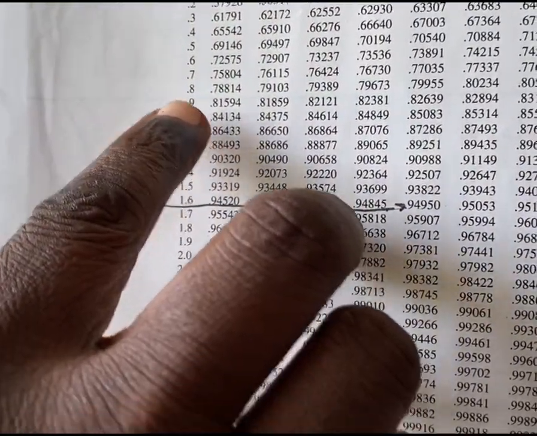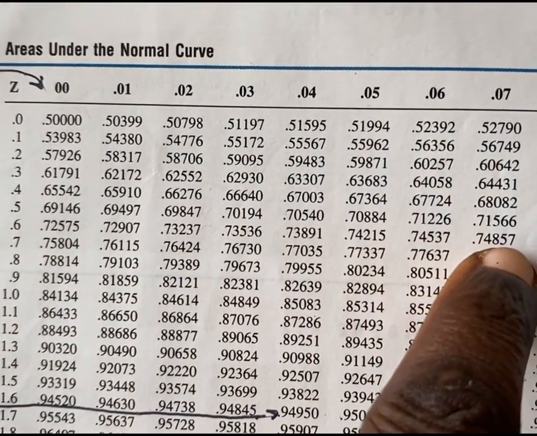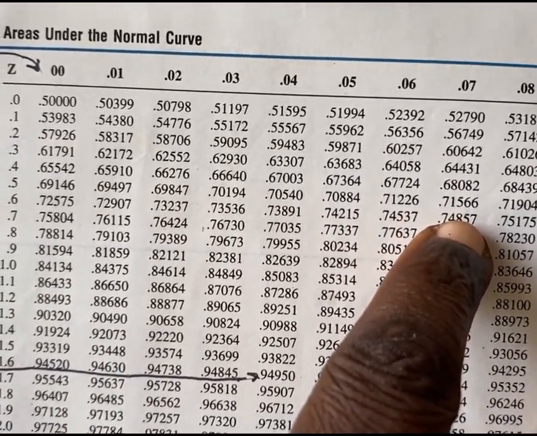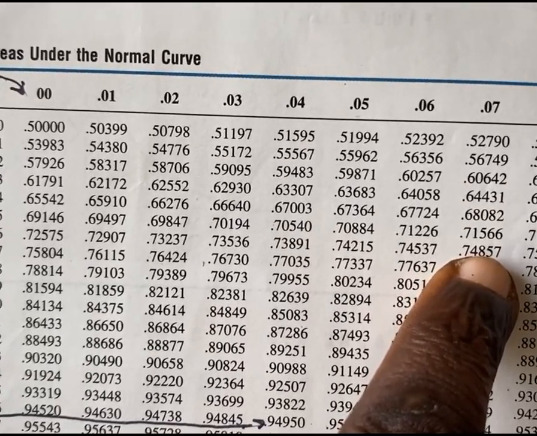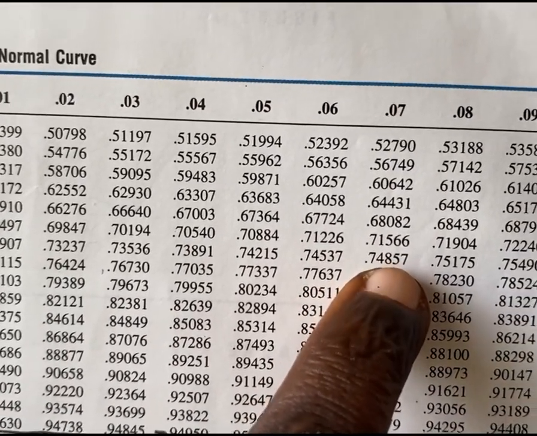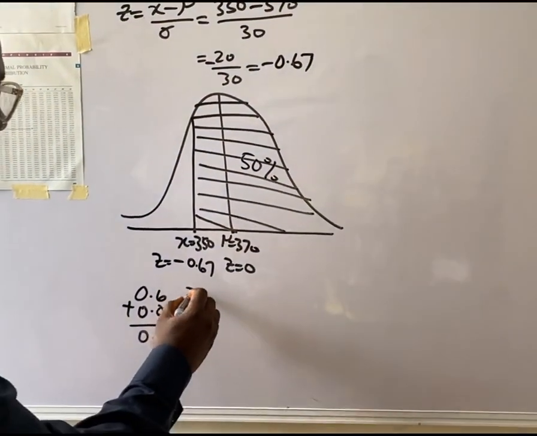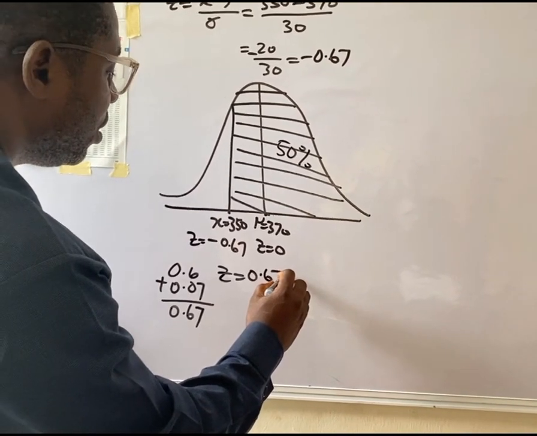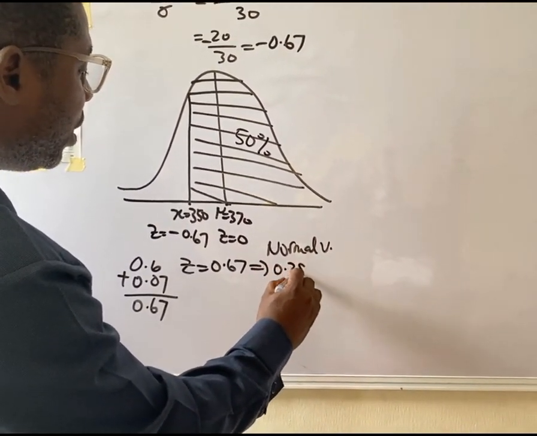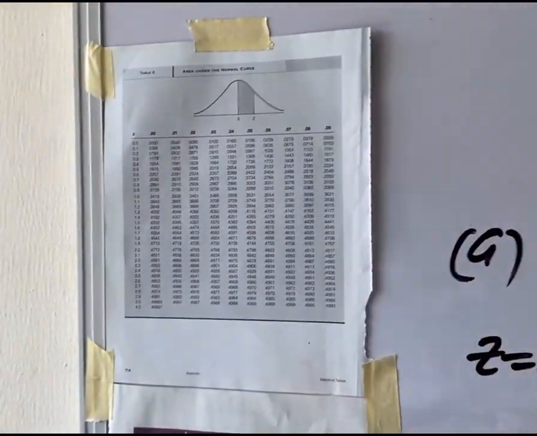Let's see a similar value in our normal distribution table. I'm going to use this one again, 0.6, and then let's look for 0.07. This is where we are. Mind you, what we had there was 0.2486. If we add 50%, 0.5, we are going to have 0.7486, approximately 0.7486. So we're correct with that. So for a Z-score of 0.67, the normal value will be 0.2486.